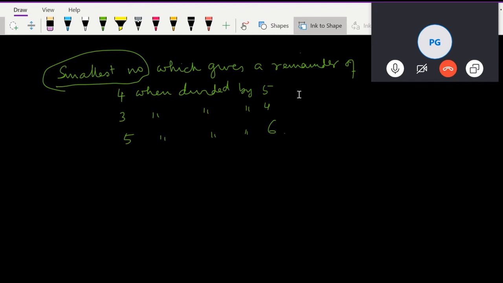693. Yes. No, no, it's not. 693 divided by 5 will give a remainder of 3, not 4.